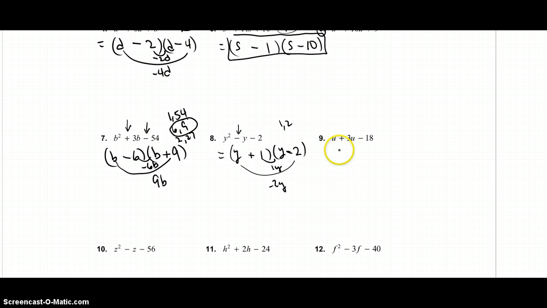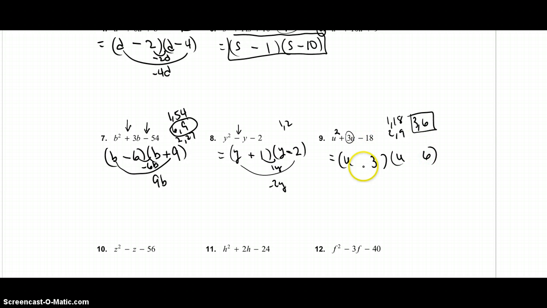Let's do one more here, number 9. I think there should be a u squared here. So we have u times u. What times what is 18? 1 and 18, 2 and 9, 3 and 6. Which one of those combinations will give us a 3? 3 and 6 will give us a 3.